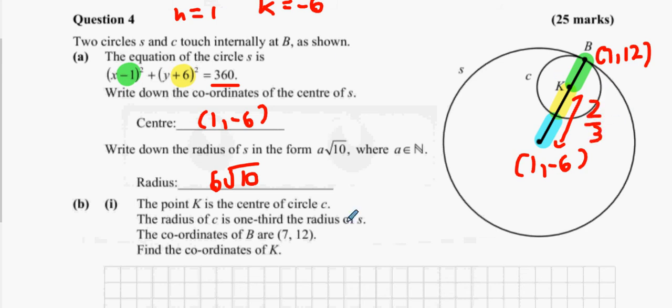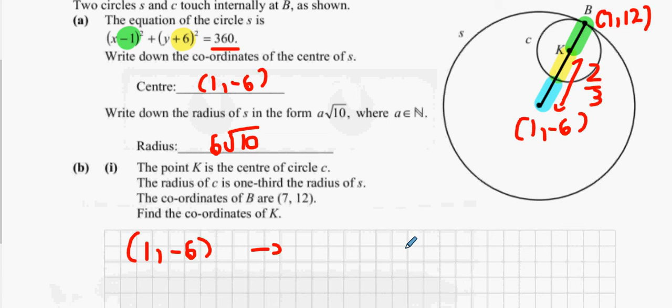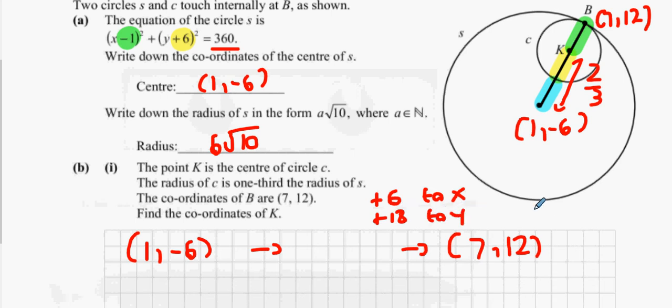Okay, so we're going to do a translation. We're going to see how far it takes to get from (1, minus 6) to (7, 12). So 1 to 7 is plus 6 to the x value, minus 6 to 12 is plus 18 to the y value. Now, we want 2/3 of this distance, so multiply by 2/3. 6 multiplied by 2/3 is 4, so we're going to do plus 4 to x and plus 12 to y. What we should get for the coordinates of K are the point 5 and minus 6 plus 12, which is 6. So the point (5, 6), I'm hoping.